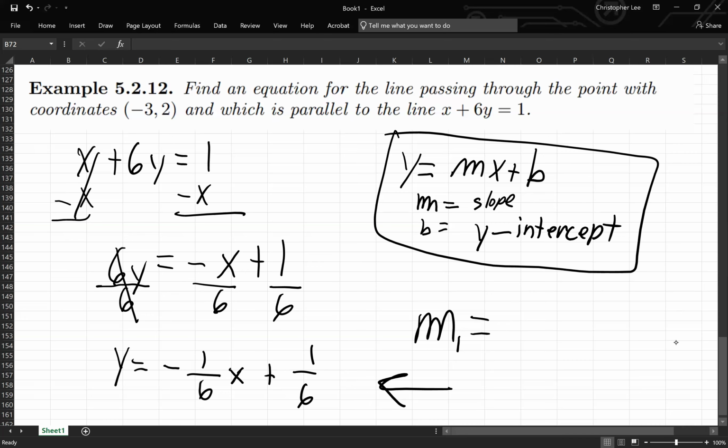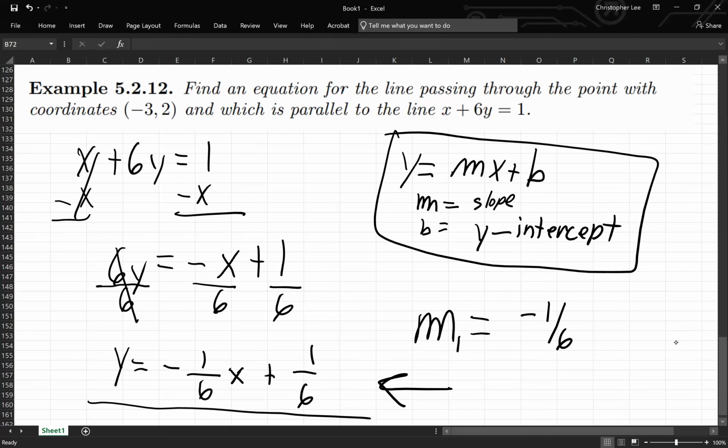So the slope is always next to the... what's next to the slope? What variable? Okay. All right. So in this equation right here, with the negative 1 over 6x plus 1 over 6, what's the slope? For this one right here, what's the slope? Close. Negative 1/6. Negative 1 over 6. Because it's always close to the Y, right?